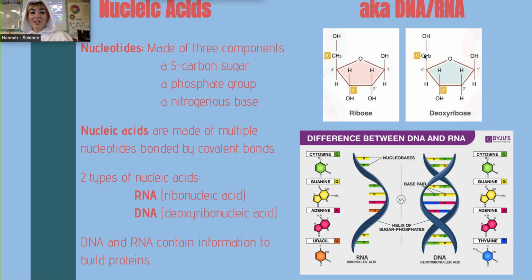We'll talk about that, but essentially, if you look at the structure here, you can see how they vary just a little bit between the ribose and the deoxyribose. And as I mentioned before, DNA and RNA contain the information to build proteins. They're literally the recipe or the code that our cells will use to read and then build the proteins that we need to survive. So those are macromolecules in short.